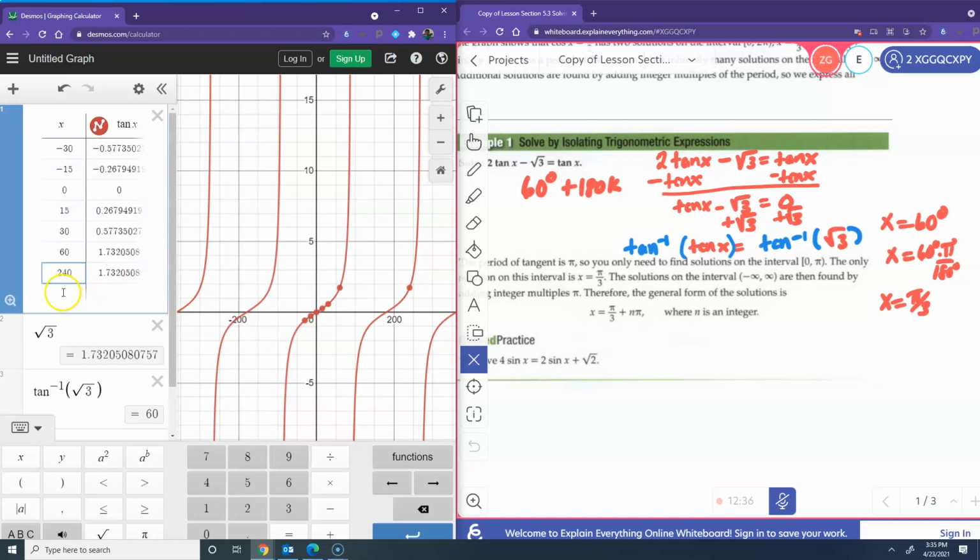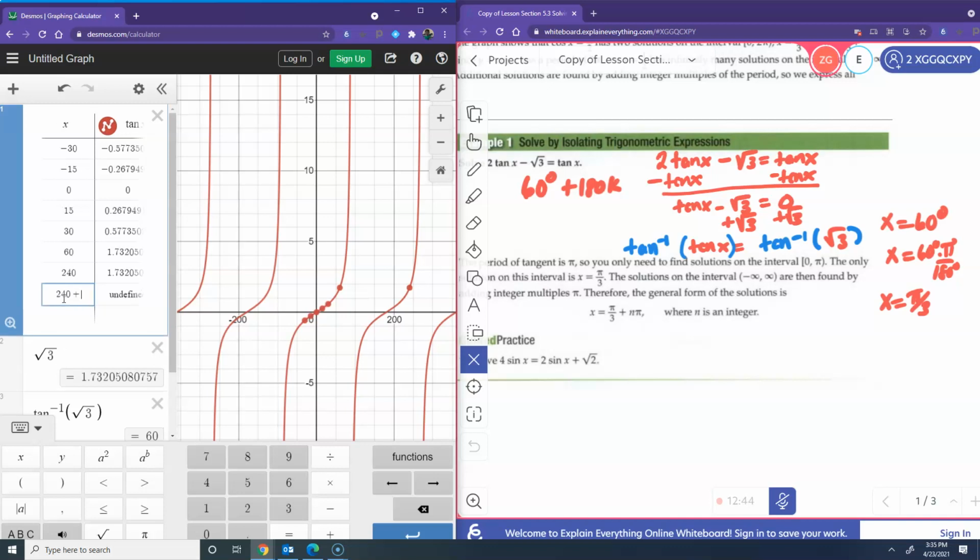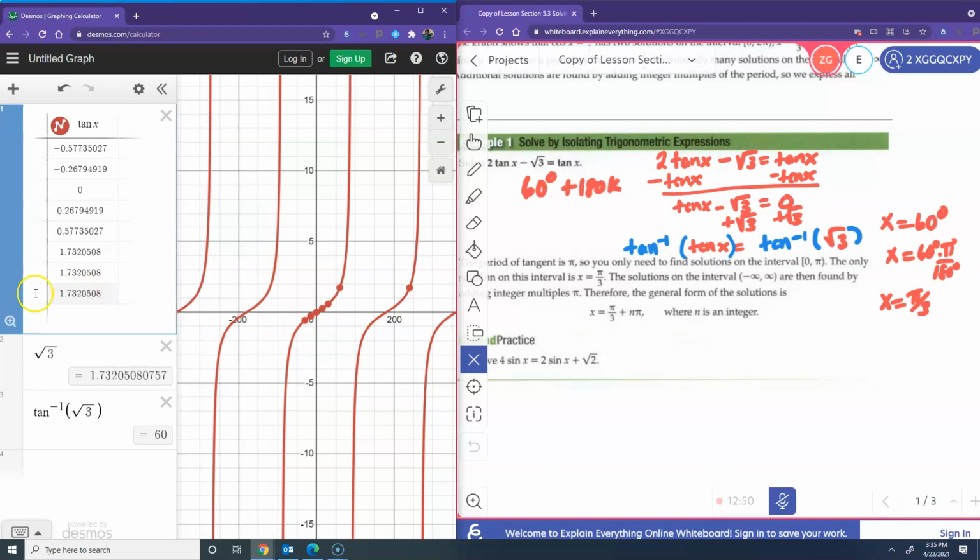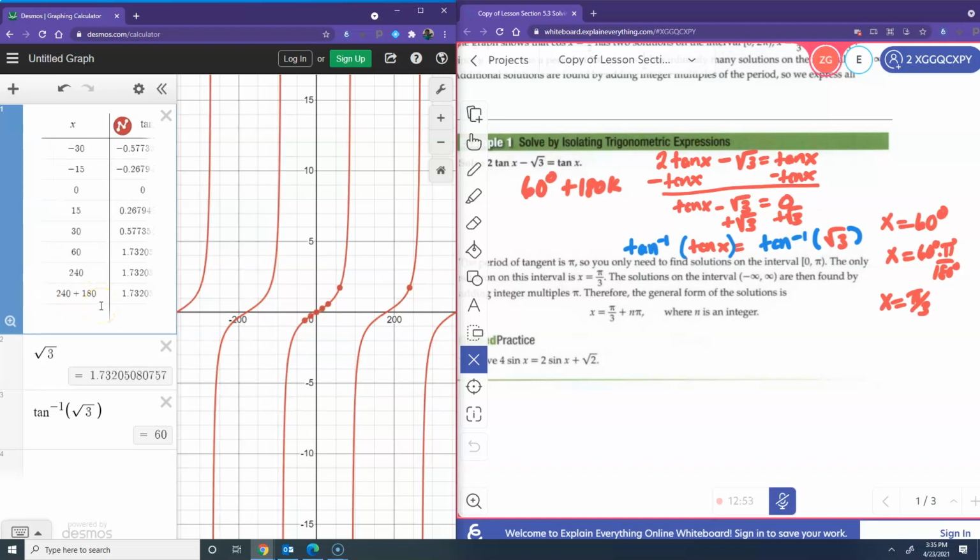If I want to find the next time it occurs, it's 240 plus 180, right? And you see the ratio is still the same. If you want to describe it in radians, then it's pi over 3 plus pi times k.